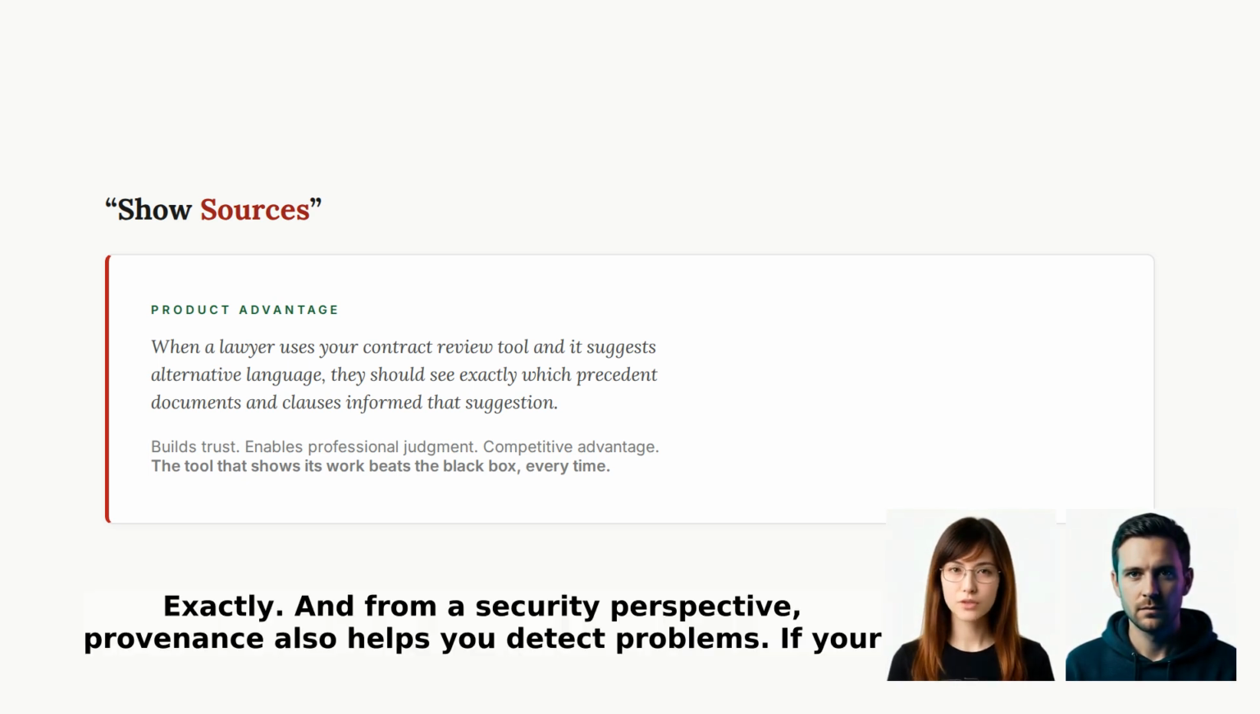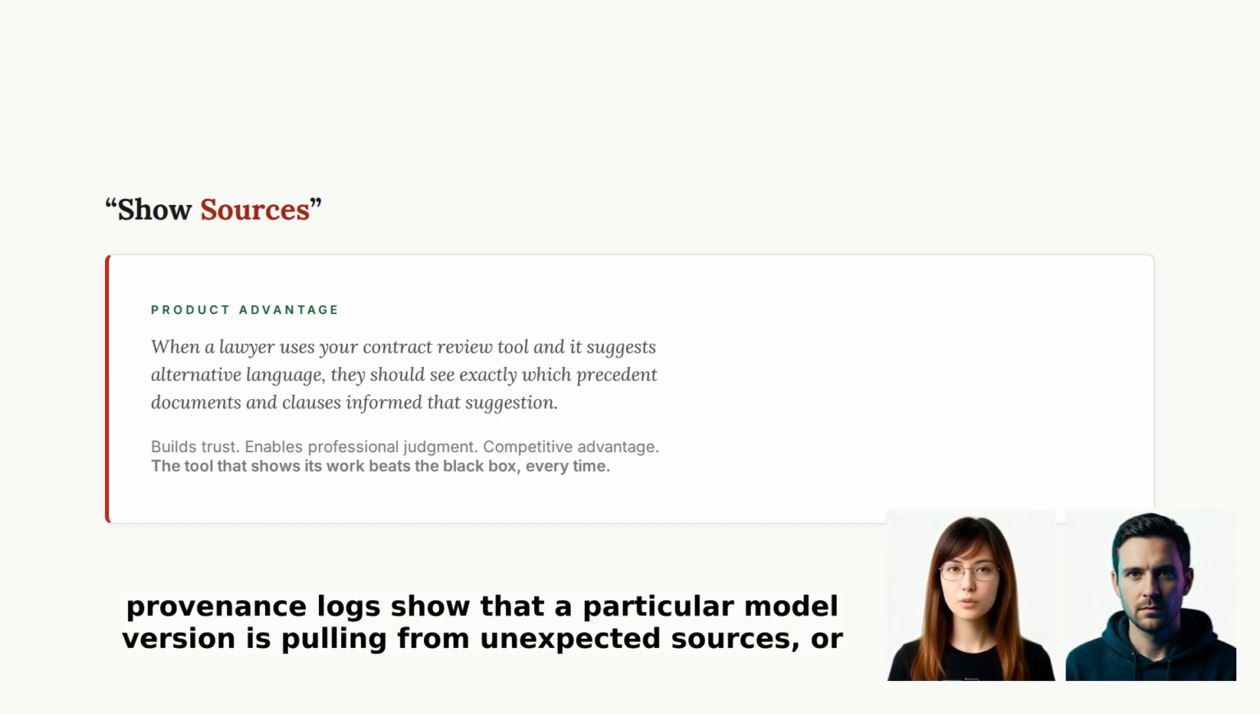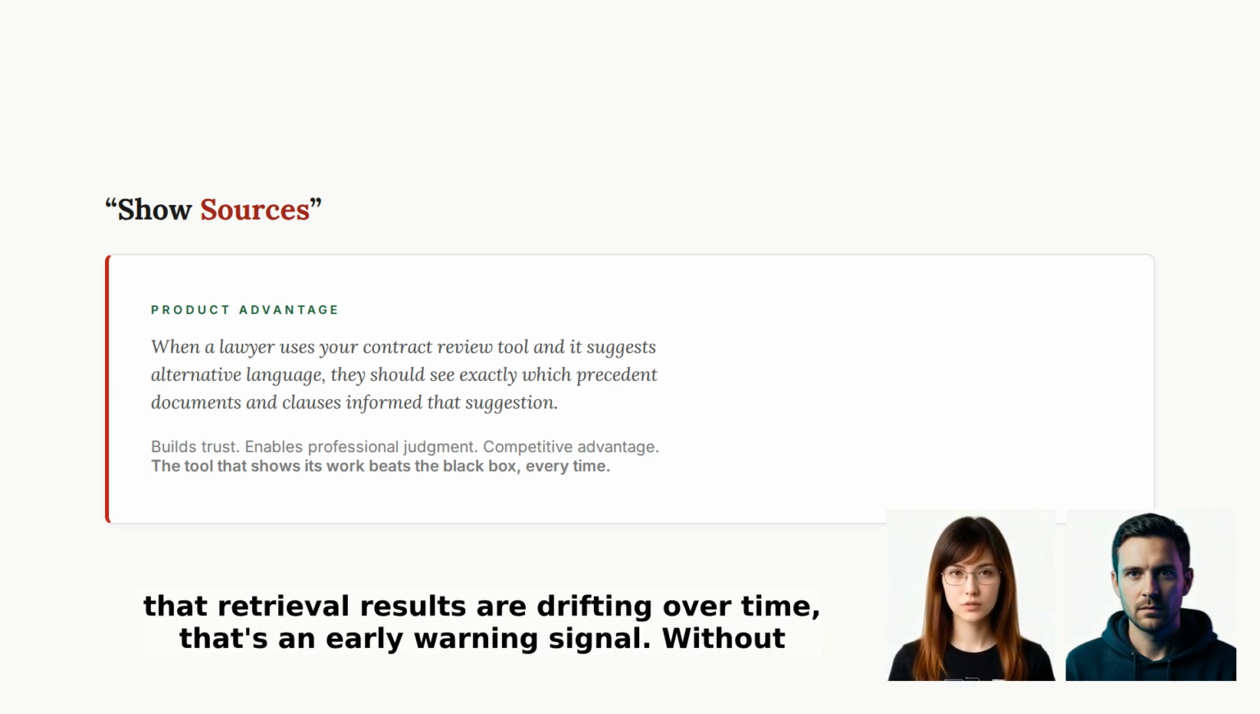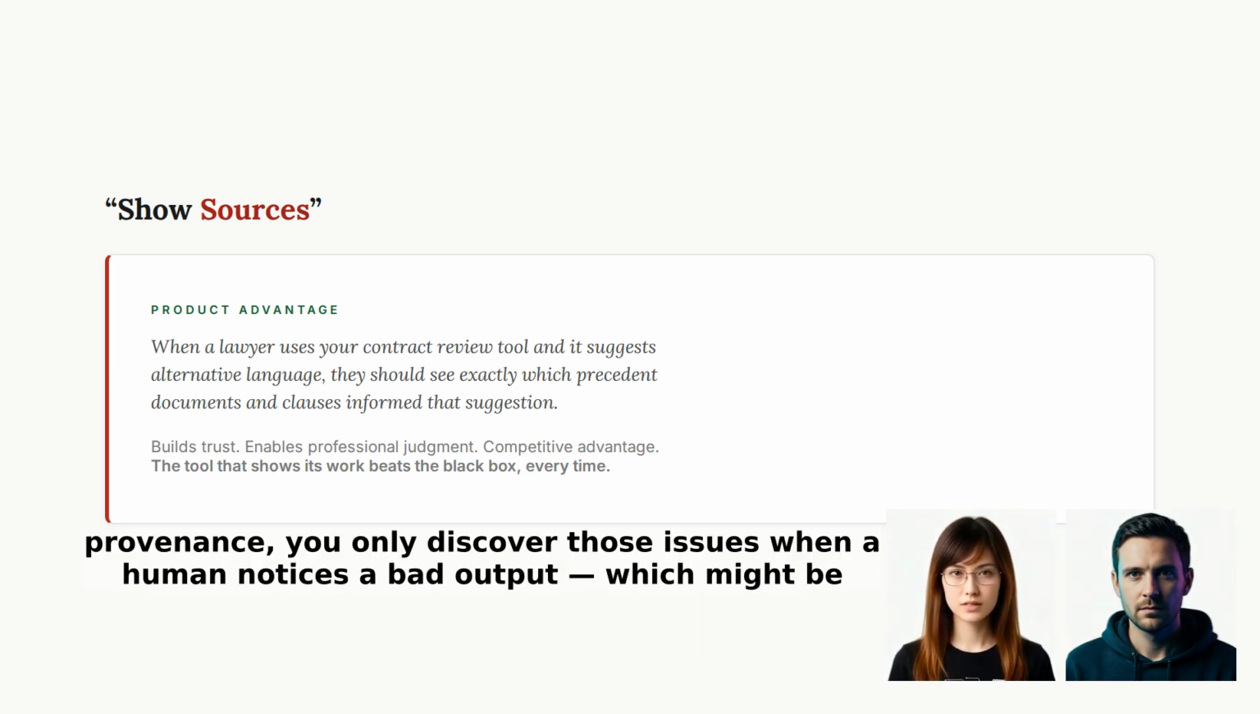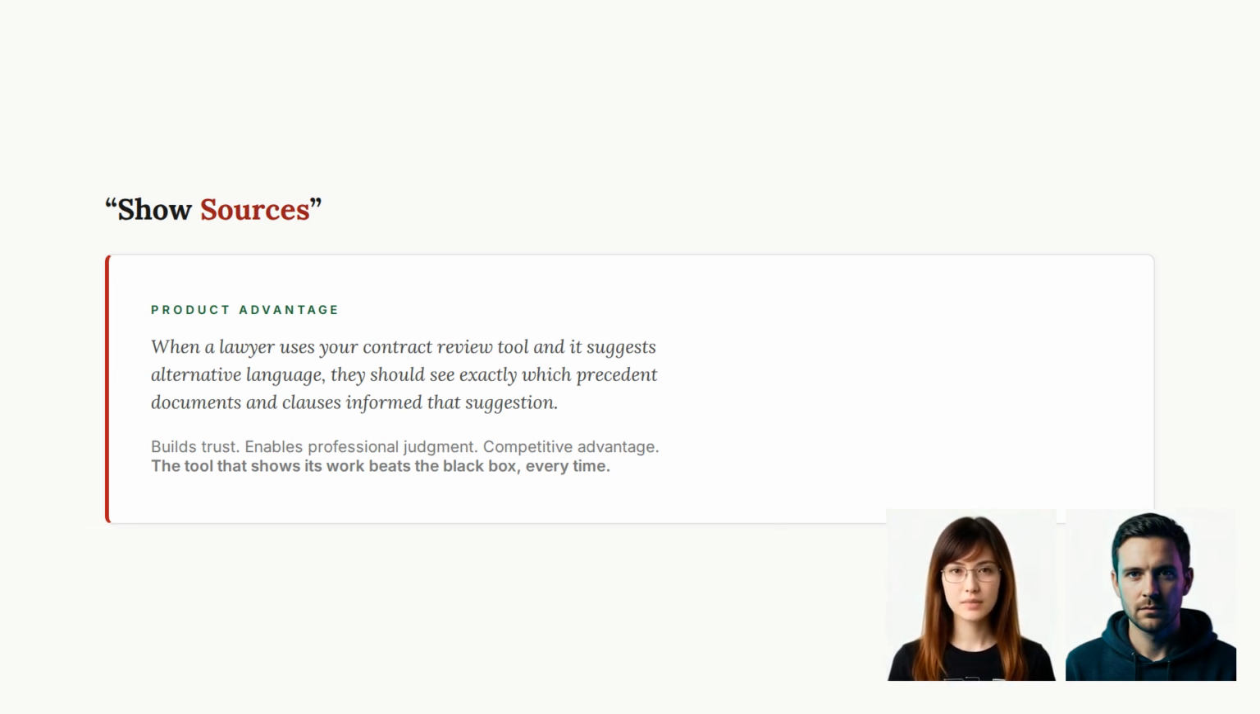Exactly. And from a security perspective, provenance also helps you detect problems. If your provenance logs show that a particular model version is pulling from unexpected sources, or that retrieval results are drifting over time, that's an early warning signal. Without provenance, you only discover those issues when a human notices a bad output, which might be too late.